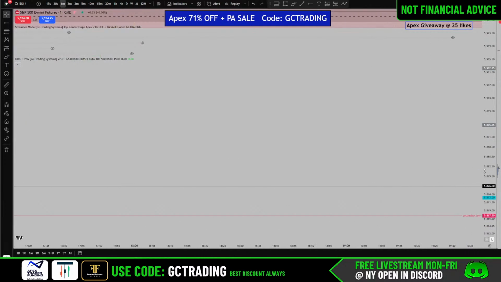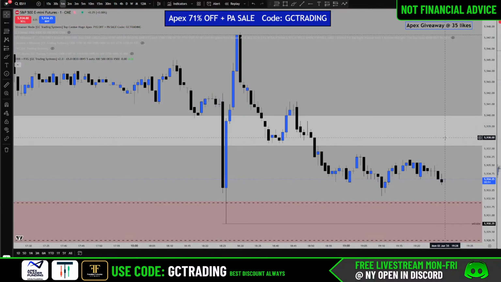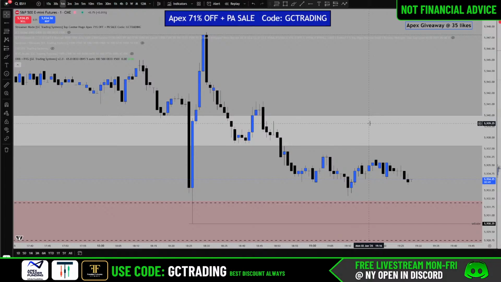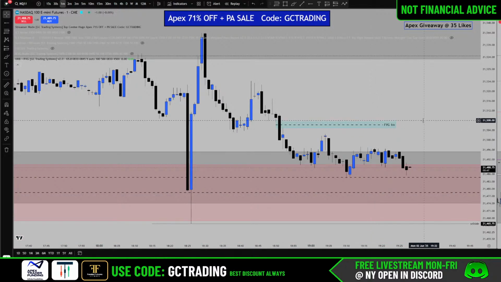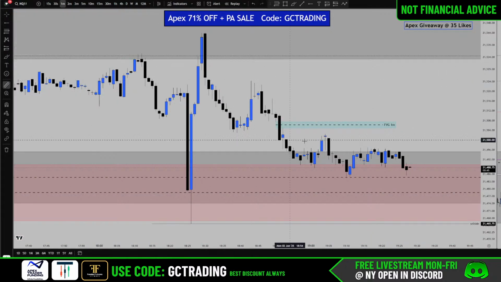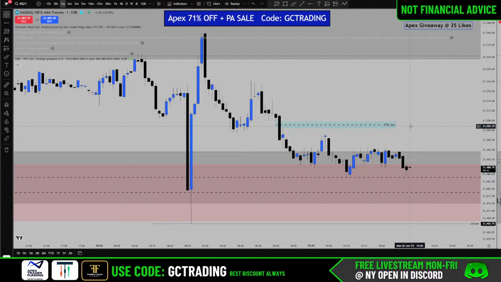So, but yeah, let's go look at current price. So we are still going sideways. NQ as well. NQ is just still going sideways. ATR is like nothing right now. So, you know, just kind of waiting here. Just kind of waiting.